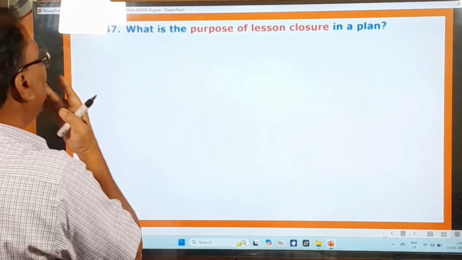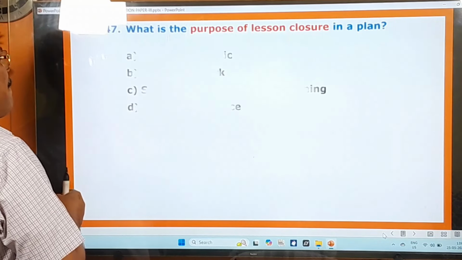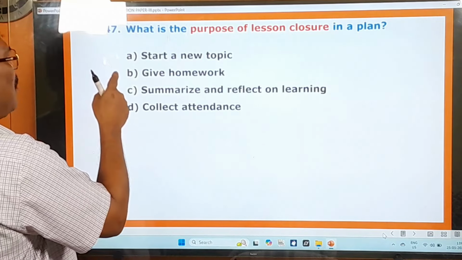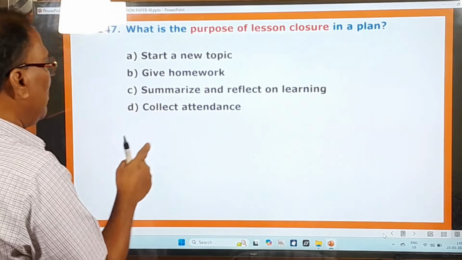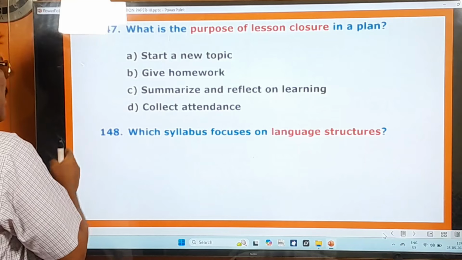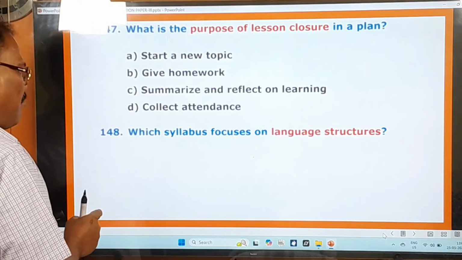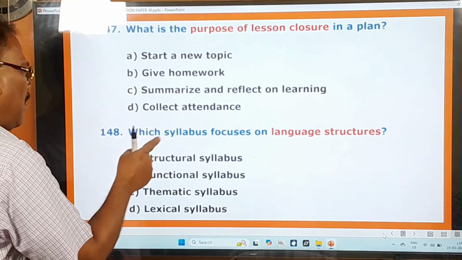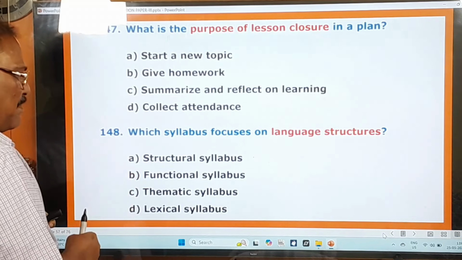147th question. What is the purpose of lesson closure in a plan? Start a new topic, give homework, summarize and reflect on learning, collect attendance. 148th question. Which syllabus focuses on language structures? Structural syllabus, functional syllabus, thematic syllabus, lexical syllabus.